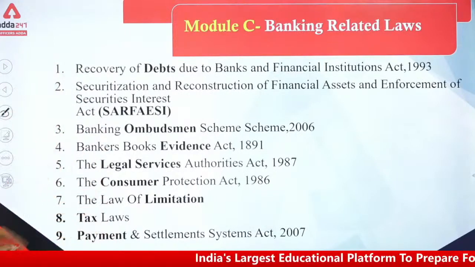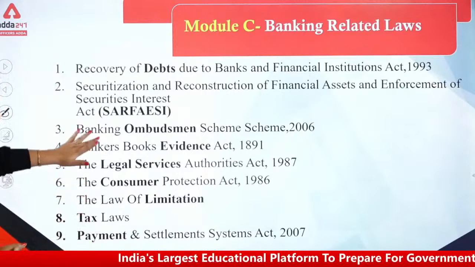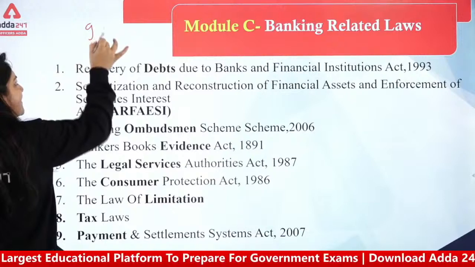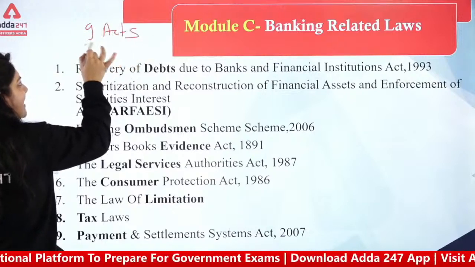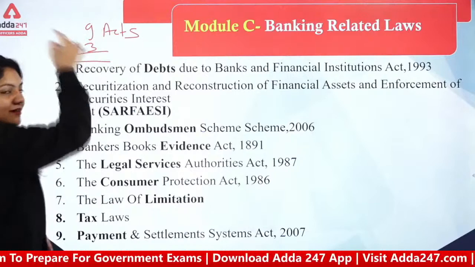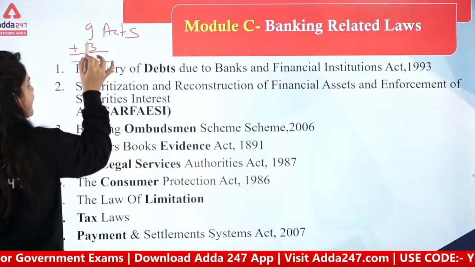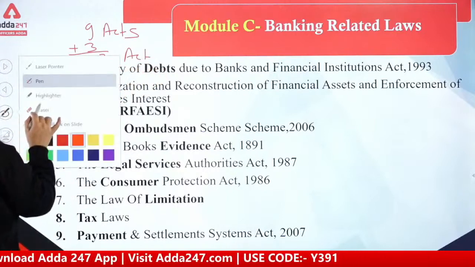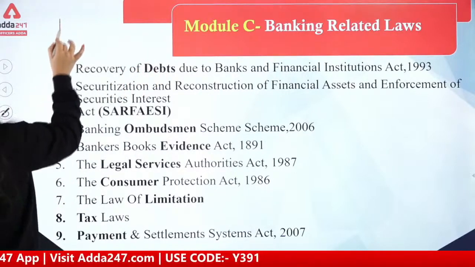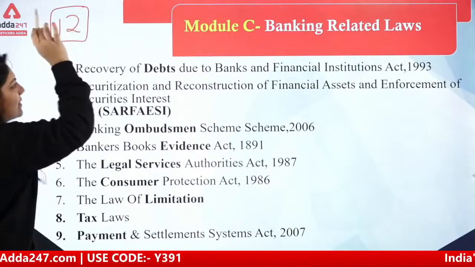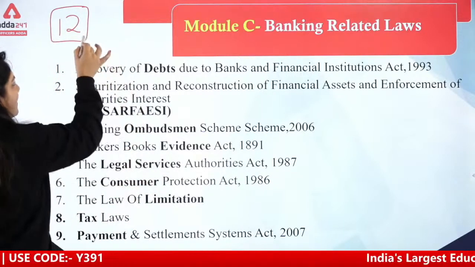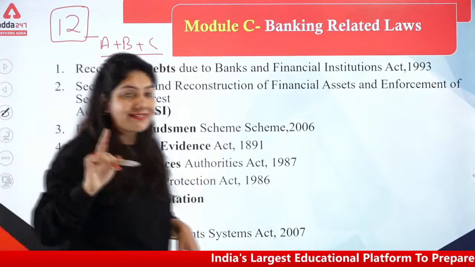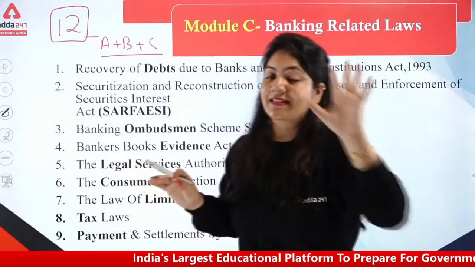Module C contains 1, 2, 3, 4, 5, 6, 7, 8, 9, so 9 acts. And we have just learned 3 acts in modules A and B, so 9, 10, 11, 12. Right now we have to learn 12 acts in total. Modules A, B, C total contain 12 acts. A plus B plus C, only 12. And as I said, you only have to learn 20 acts in your LRAB.